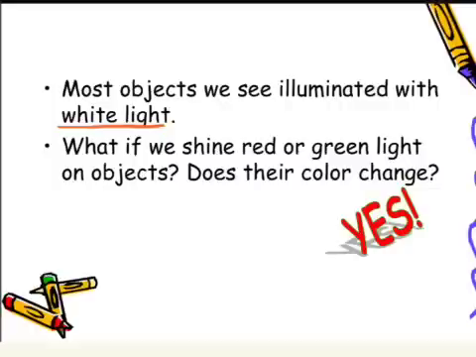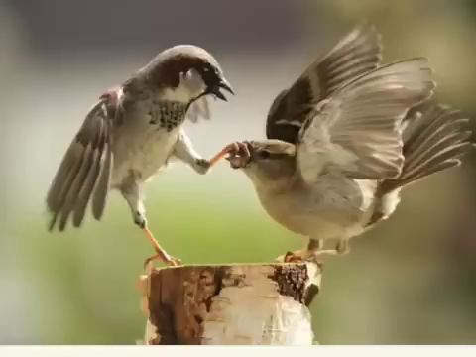If you shine a red light, only red, no white, or a green light on an object, will their color change? They sure will. So if you shine, for instance, a red light on a red apple, it's going to look red because the red will be reflected. But what if you shine a green light on a red apple? In fact, it will appear black because it will absorb all of the light, and we perceive that as black. Whoa, what happened there?